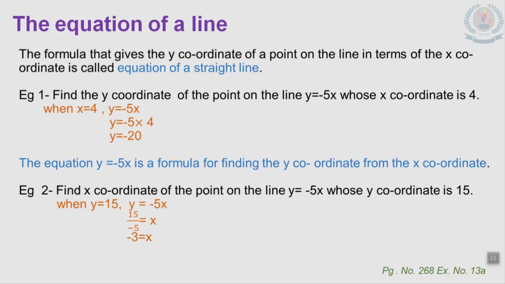Example 2. Find the x-coordinate of the point on the line y equals minus 5x, whose y-coordinate is 15. Here also you know the equation y equals minus 5x, and here they have already given the y-coordinate as 15. So we have to find x. We can find x by 15 divided by minus 5. So x is equal to minus 3.